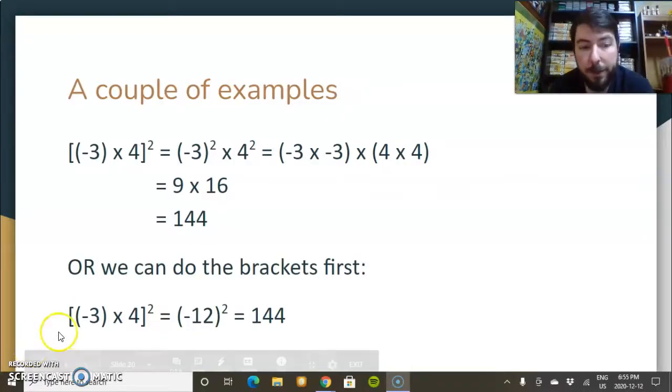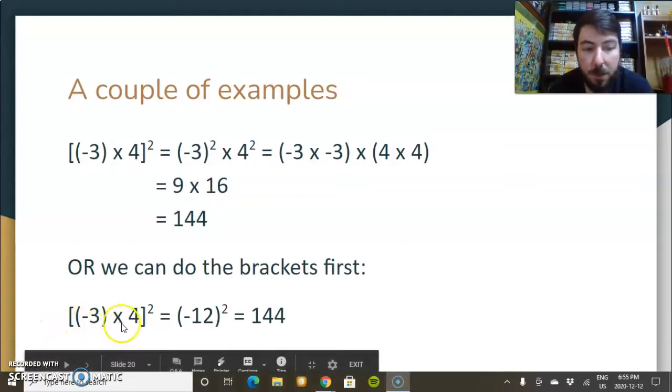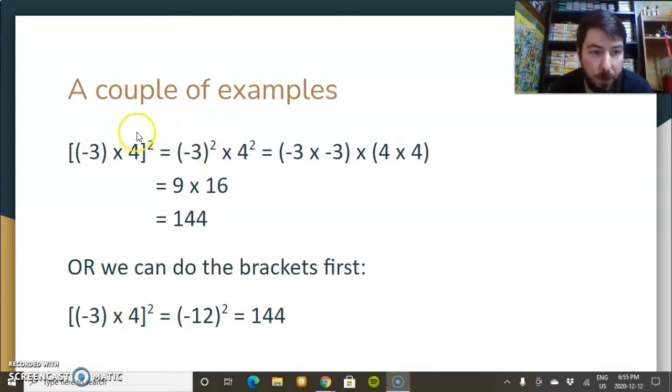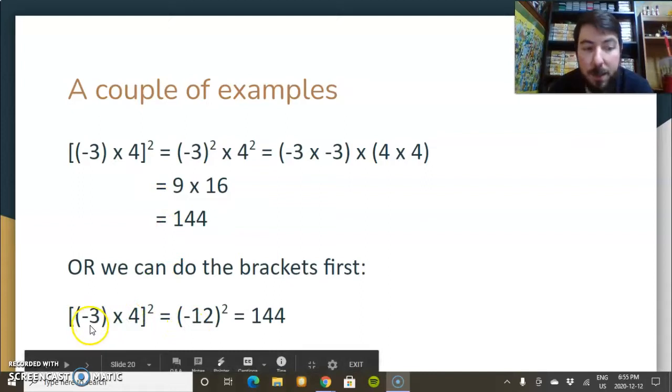So we can take a look at another example. (Negative 3 times 4) to the power of 2. We can either do the powers on both, which is actually a bit of a longer way to do it, or we can just say negative 3 times 4 equals negative 12, and negative 12 to the power of 2 equals 144.